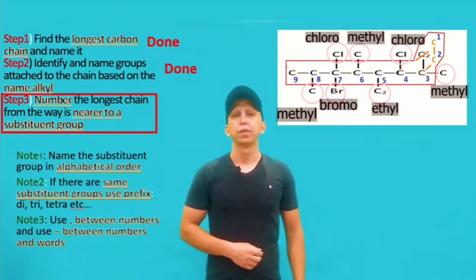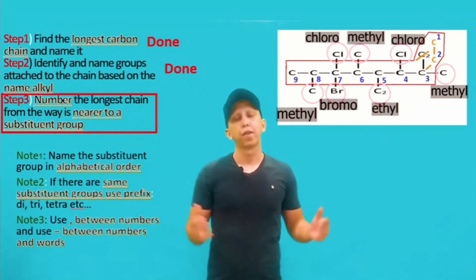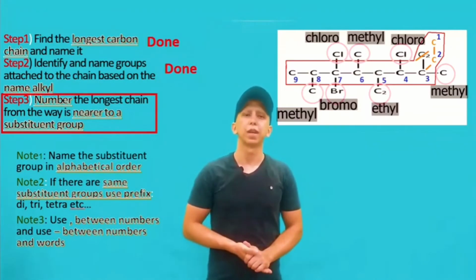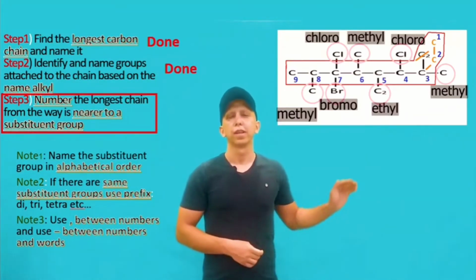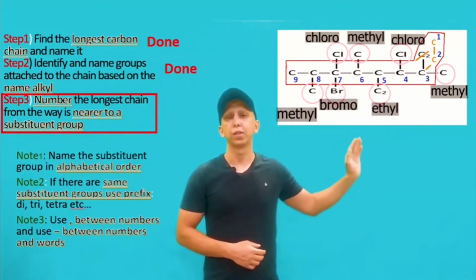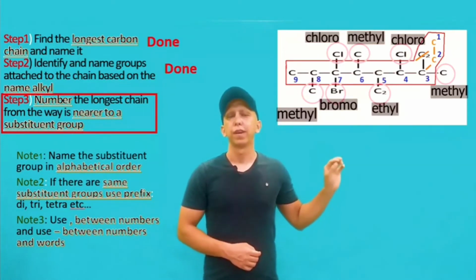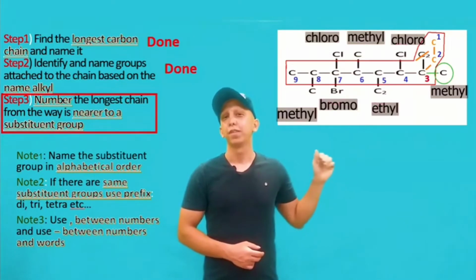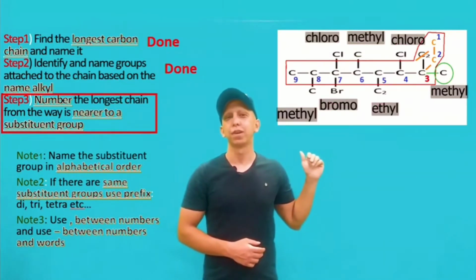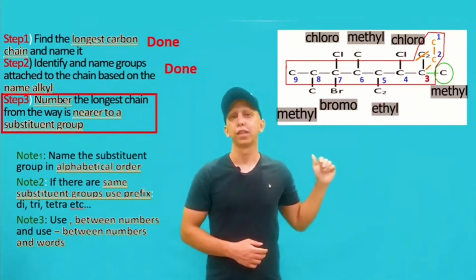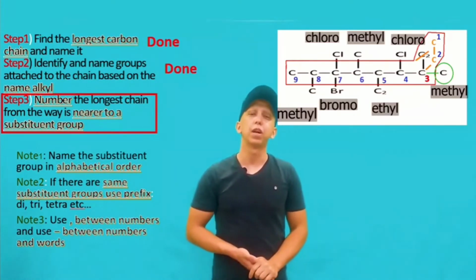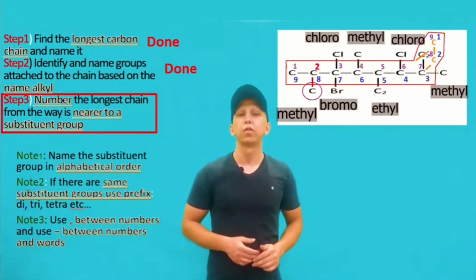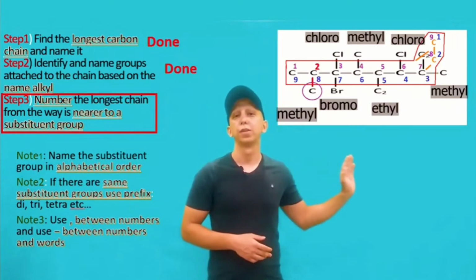In step 3, we have to start numbering from the way that is closer to the substituent group. If you start numbering from top of the right to left, we will face the substituent group in carbon number 3. But if you start numbering from left to right, we will see the substituent group in carbon number 2. So the right way for numbering is left to right.